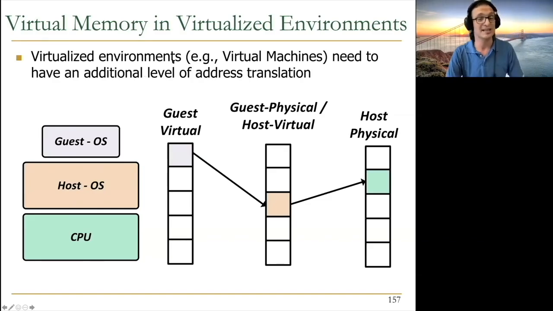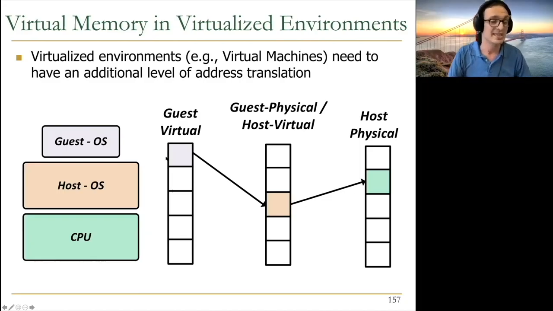And this virtualized environment needs an additional level of address translation from the guest OS virtual address to the host OS virtual address. And then the host OS virtual address needs to be translated to the CPU physical address, essentially. That requires another layer of translation, if you will. And this leads to a lot more memory accesses, basically. I'm not going to go over it, but it's a lot of memory accesses.